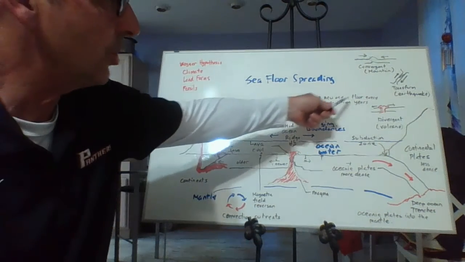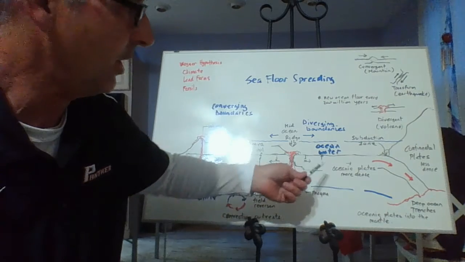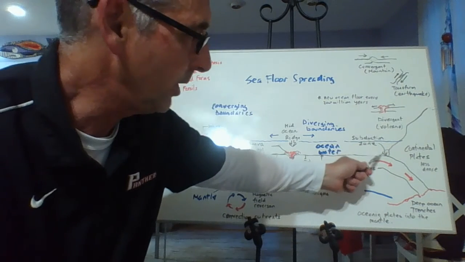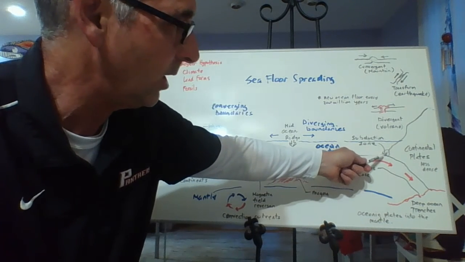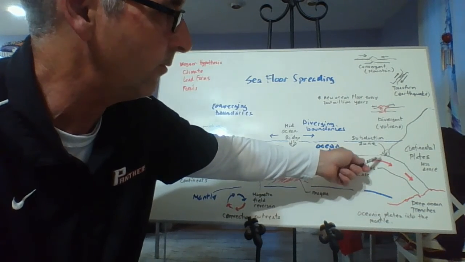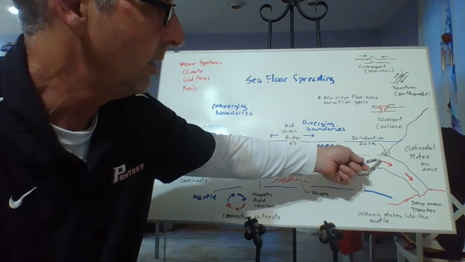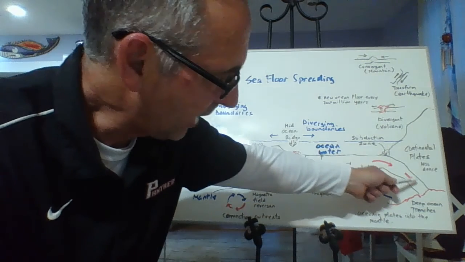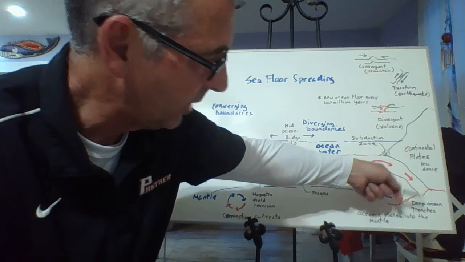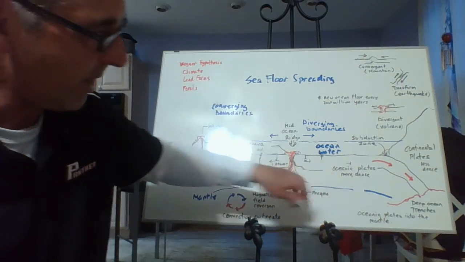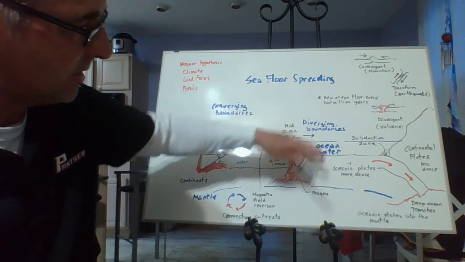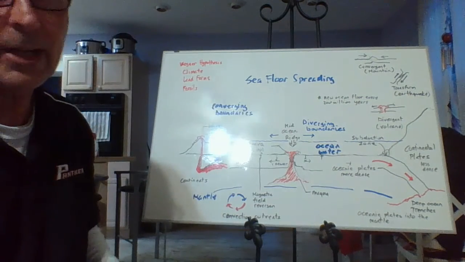So new ocean floor every 200 million years. Okay, so every 200 million years, this is the oldest rock crust on Earth. It ends up going down into the subduction zone, and then it comes back around, and then we have magma being pushed up, and it just keeps doing this over and over. It's kind of like a cycle.